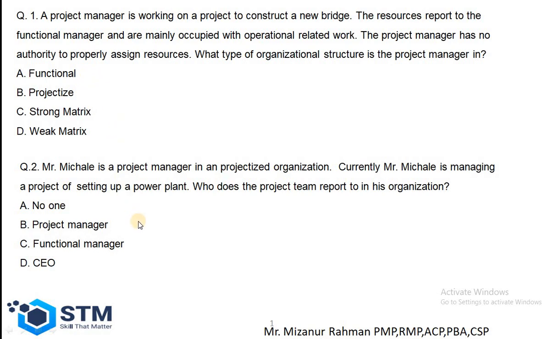For question 2, Michael is a project manager in a project-based organization. Currently, Mr. Michael is managing a project of setting up a power plant. Who does the project team report to in his organization? Here, Michael is working in a project-based organization, so the question wants to know whom the project team is going to report to. Since this is a project-based organization, every project team member has to report to the project manager. So the correct answer is B.